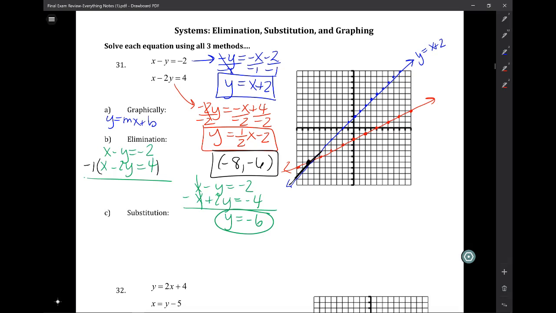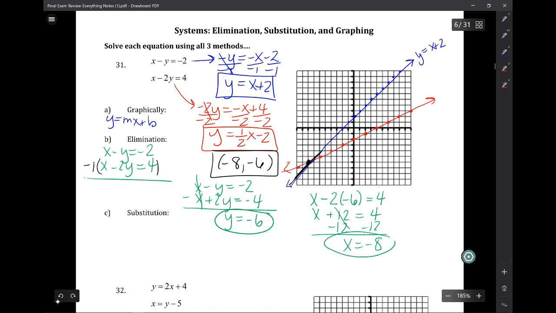So I'll plug into the bottom equation. So x minus 2 times negative 6 is equal to 4. So I just chose the original bottom equation from the very top of the page. And there we go. We got negative 8, negative 6. So my answer matched what I got graphically.